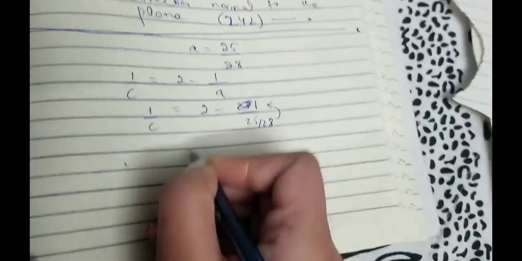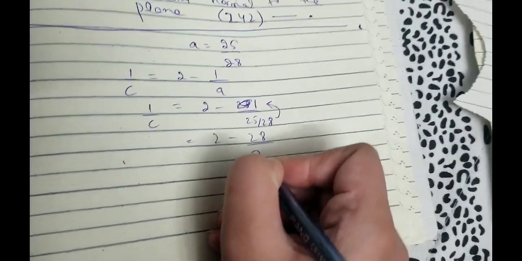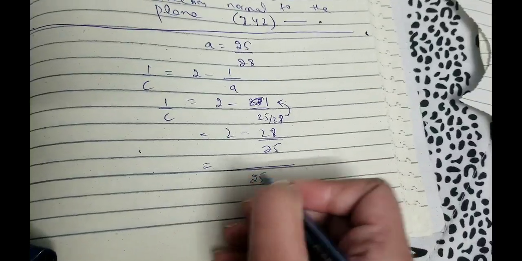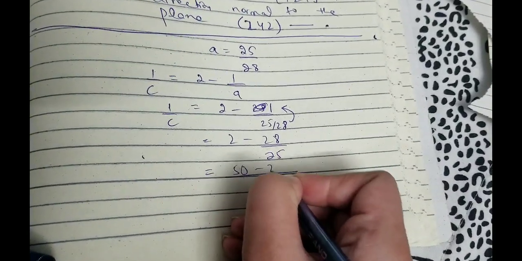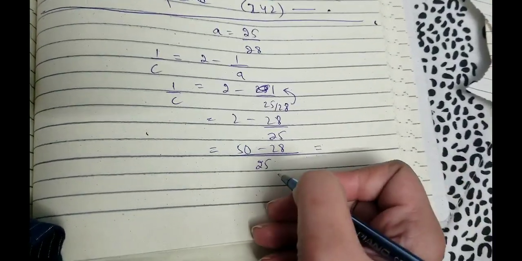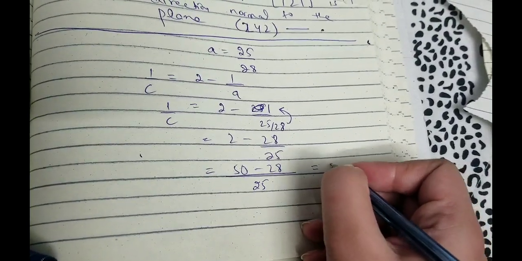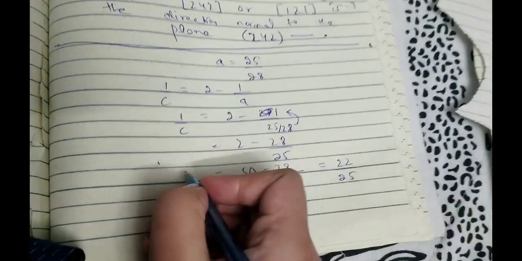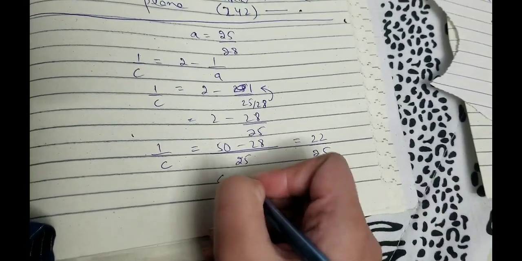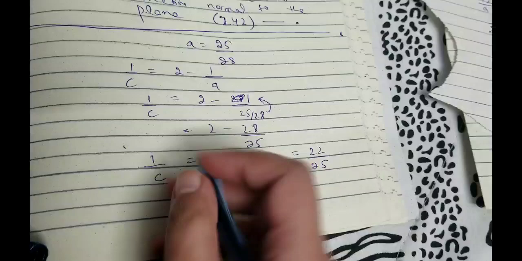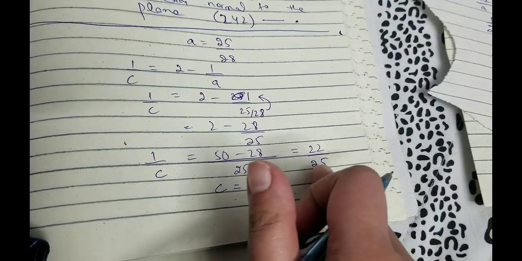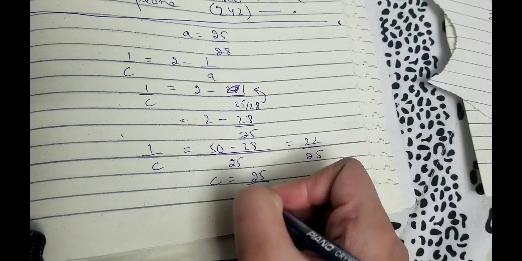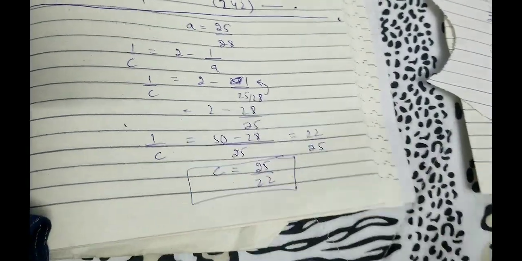1 over c is equal to 2 minus 1 over 25 divided by 28. 28 goes up. 28 divided by 25, taking the LCM, it's 25, and 50 minus 28 divided by 25, and 50 minus 28 gives us 22 divided by 25. Am I right? I just need a calculator to validate my result. So 1 over c is equal to 22 by 25. Okay, so c will be equal to 25 by 22. This is the z intercept.